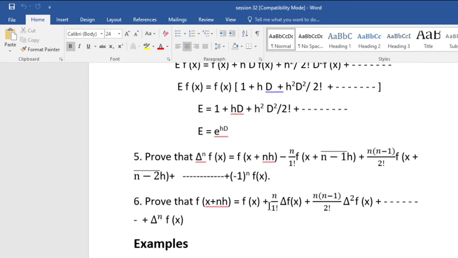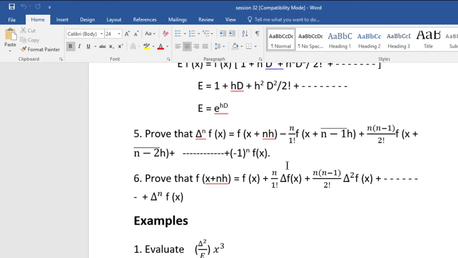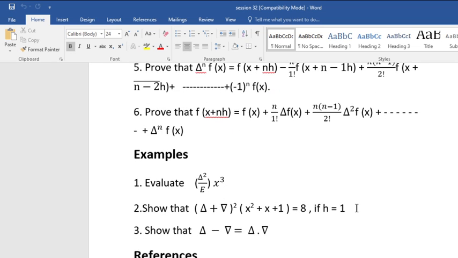So similarly, we can prove these two results also. And using these relations, we can solve these examples also.